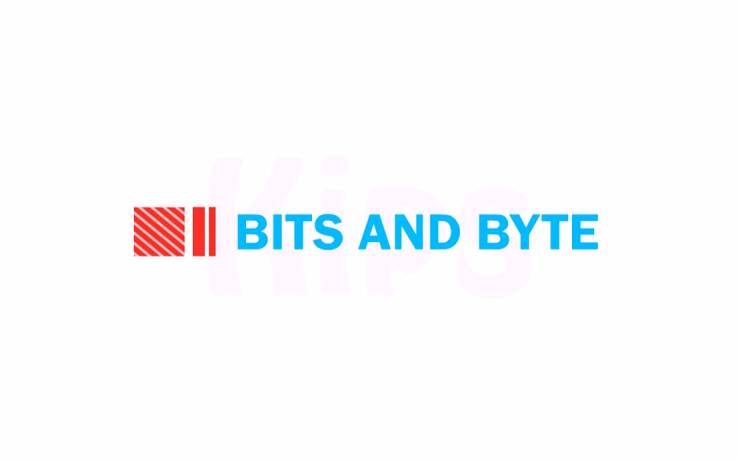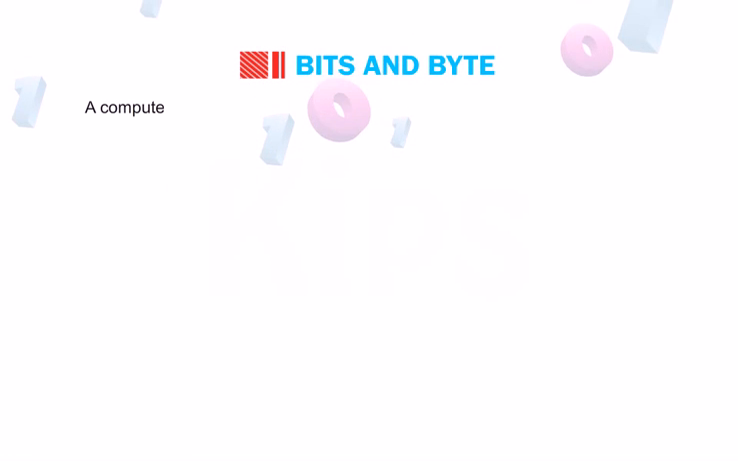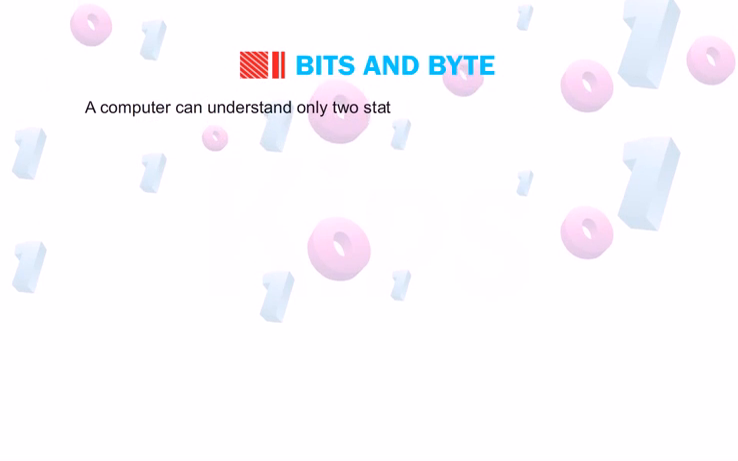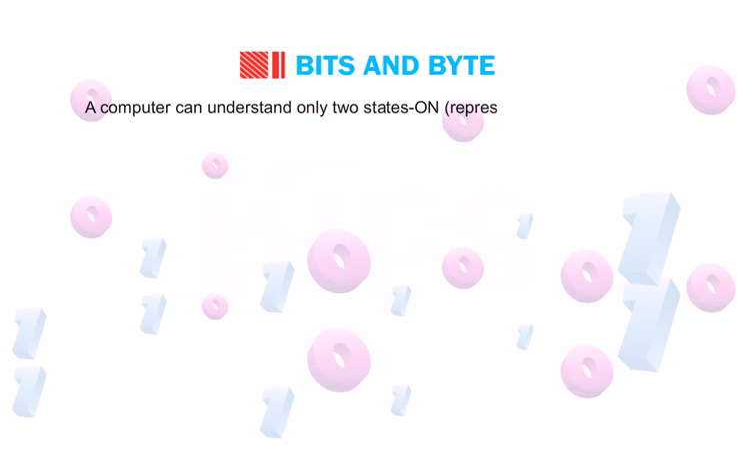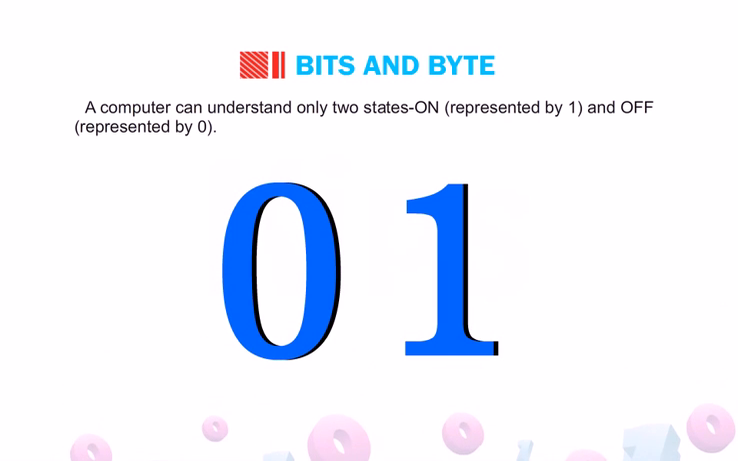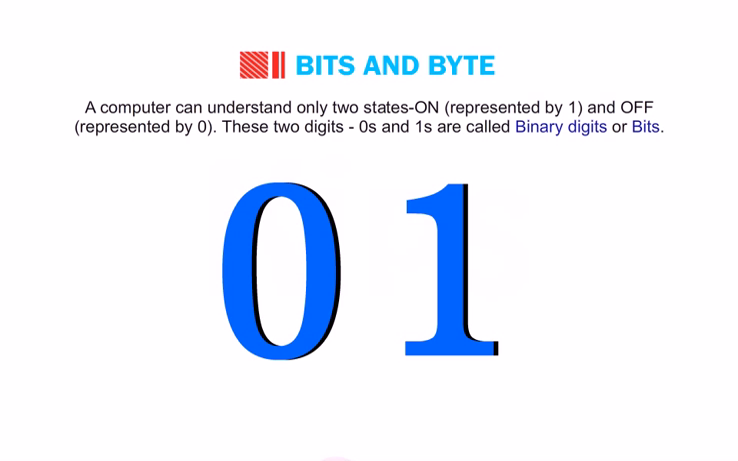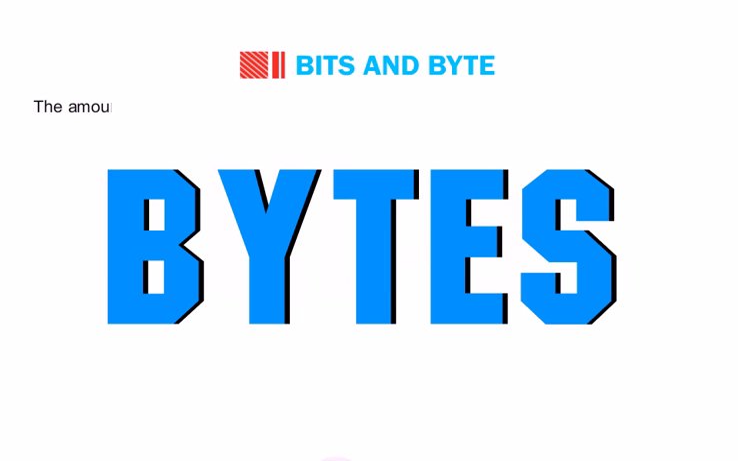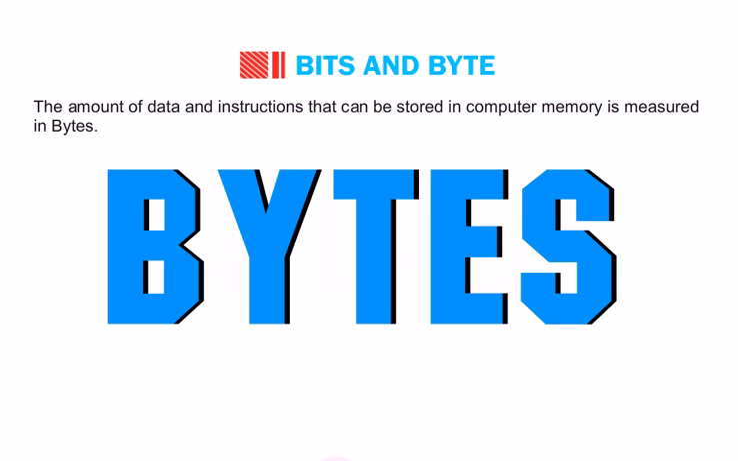Now let us talk about bits and bytes. A computer can understand only two states, on represented by 1 and off represented by 0. These two digits, zeros and ones, are called binary digits or bits. The amount of data and instructions that can be stored in computer memory is measured in bytes.